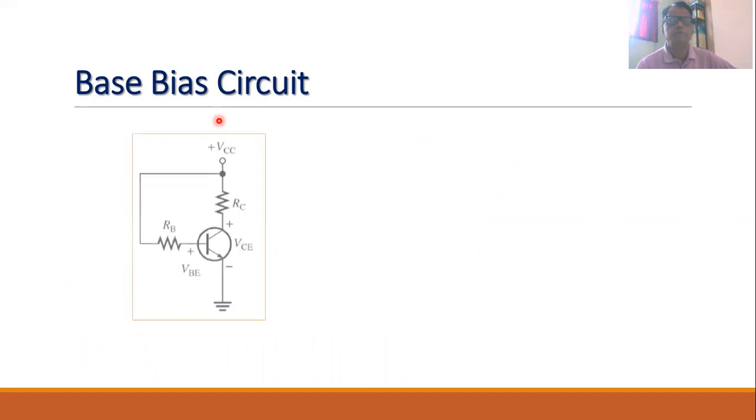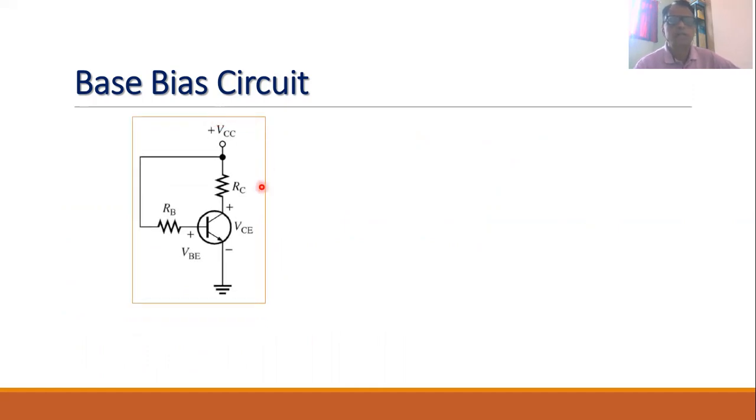So let us first go to the circuit called the base bias circuit or fixed bias circuit. You will find that this circuit is one of the simplest types of circuit. Suppose this is our transistor, this is the emitter terminal, this is the base, and this is the collector terminal. The positive VCC DC power supply is applied through the resistance RC to the collector. The voltage between collector and emitter is called VCE. The emitter terminal of the transistor is grounded.